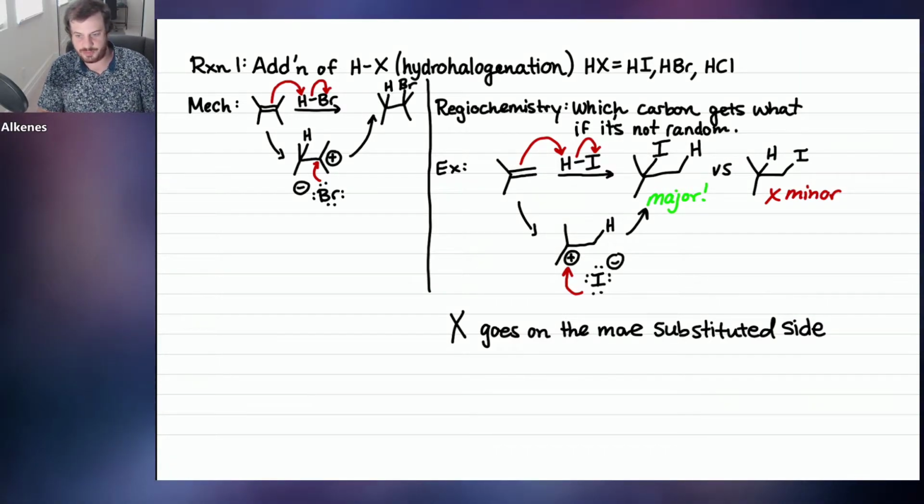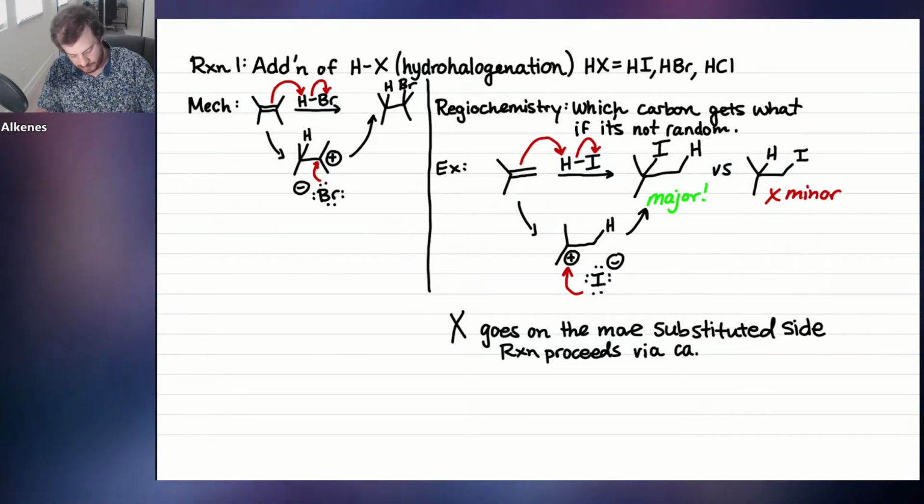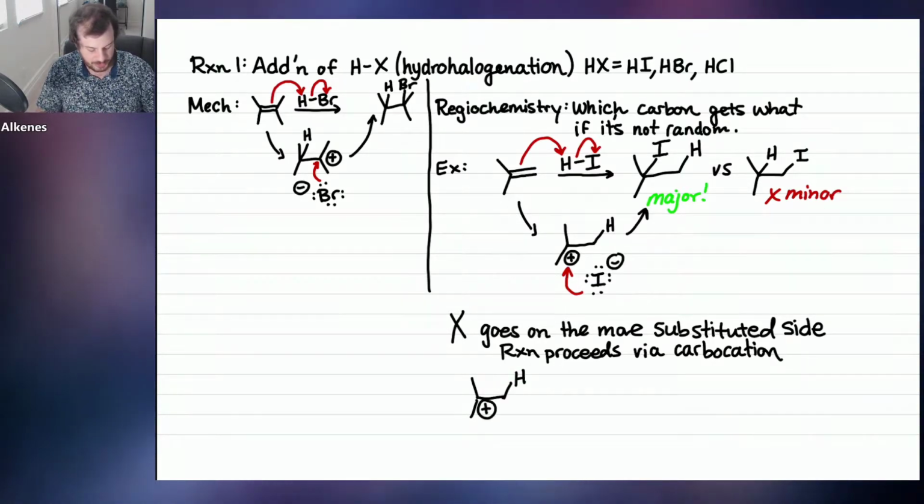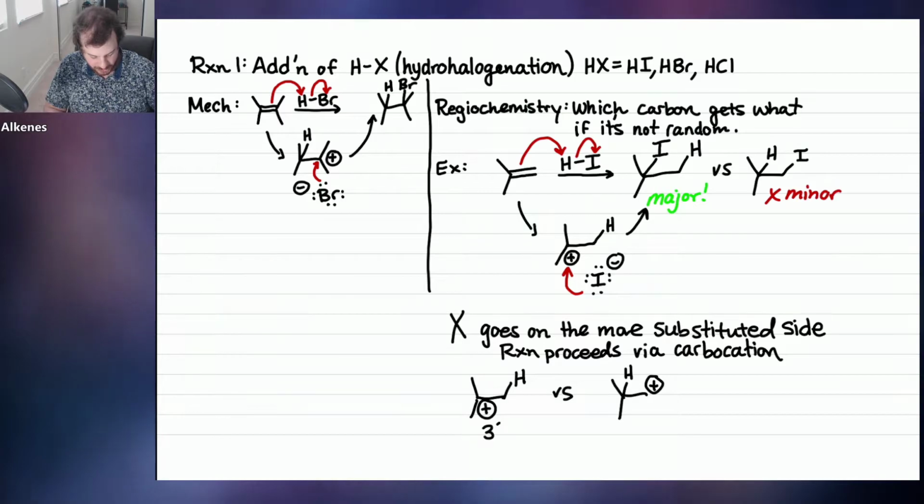So X goes on the more substituted side because the reaction proceeds through a carbocation. And we know that carbocation stability is a big thing. Let's compare. When the hydrogen gets added to the right, the carbocation is produced on the left. Versus if the hydrogen was added on the left, the carbocation would be produced on the right. And the left scenario is better because we have a tertiary carbocation versus a primary carbocation on the right. So that means the left option is better. The right option is terrible because primary carbocations are bad.